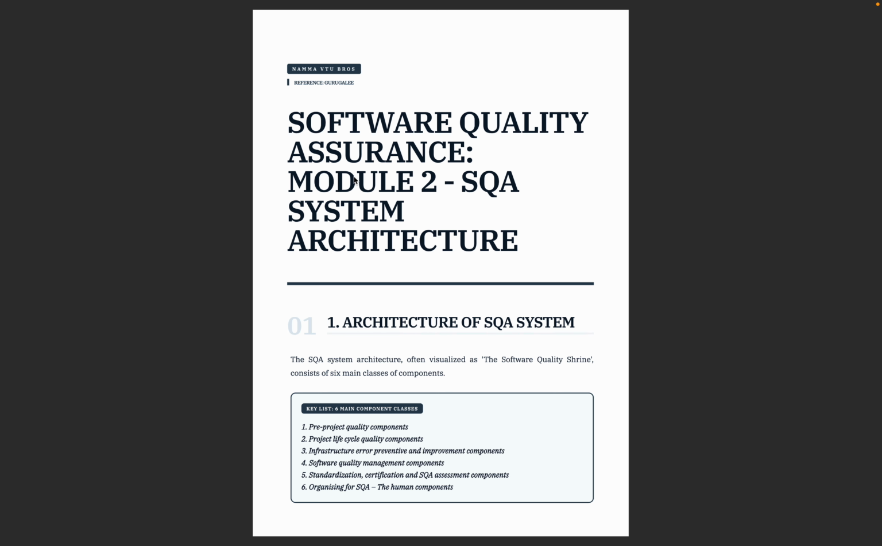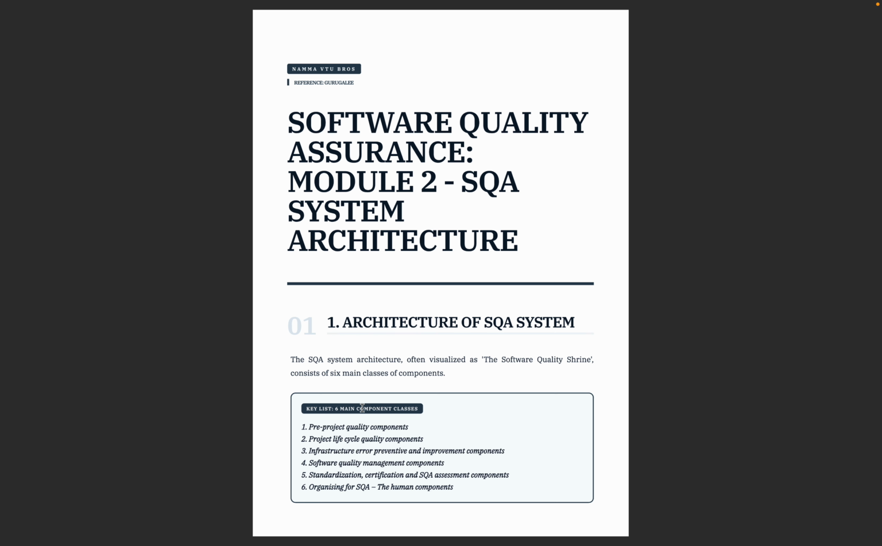So the first question in module 2 is, what is the architecture of SQA system? Software quality system. So just stop whatever you are doing and just focus on this thing. These are the 6 main components which are required for the architecture of SQA system. This is not just a diagram, this is the whole story of SQA in one view.